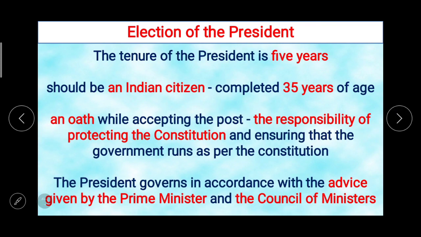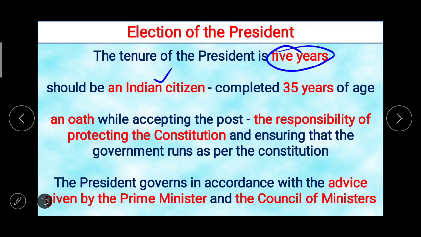The tenure of the president is of 5 years. हर 5 साल के बाद वो बदलते हैं. The person contesting the presidential elections should be an Indian citizen, and not only an Indian citizen, but he should be at least 35 years of age.